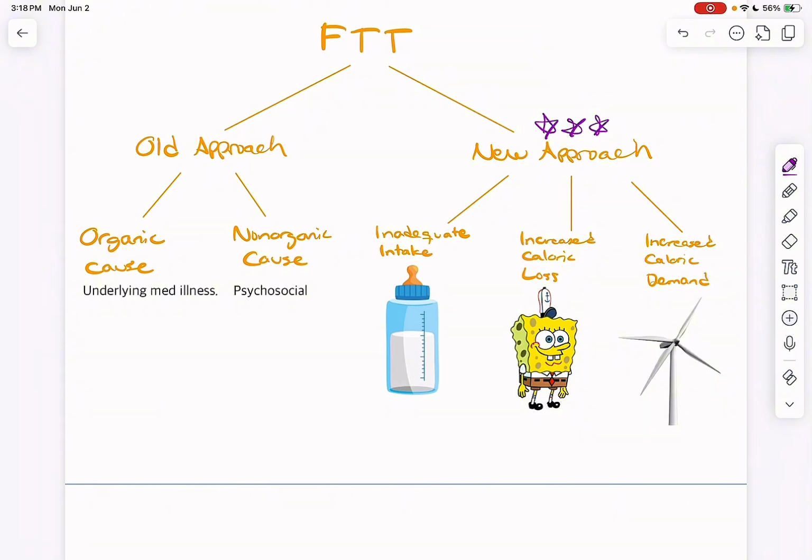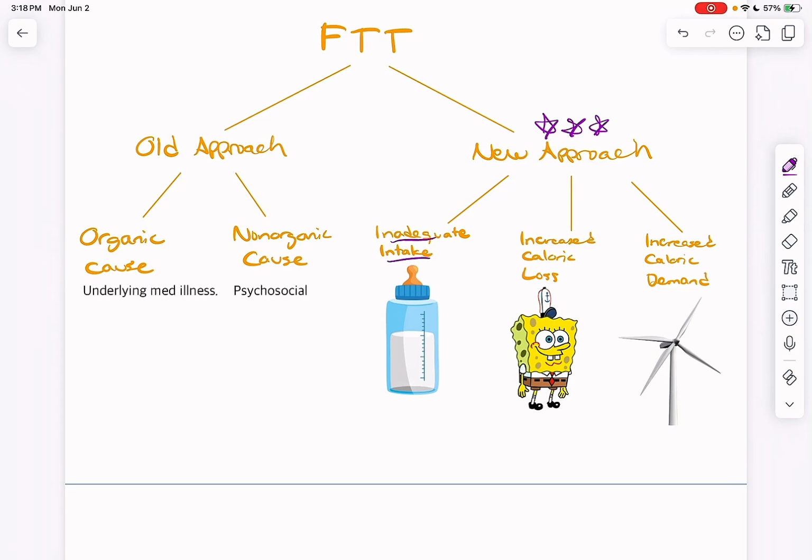So first we have inadequate intake for children with failure to thrive. This is common for kids who aren't getting enough nutrition, for whatever reason it may be.